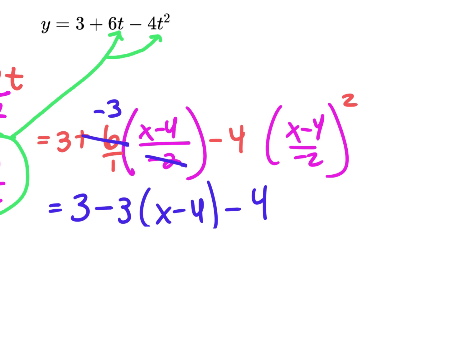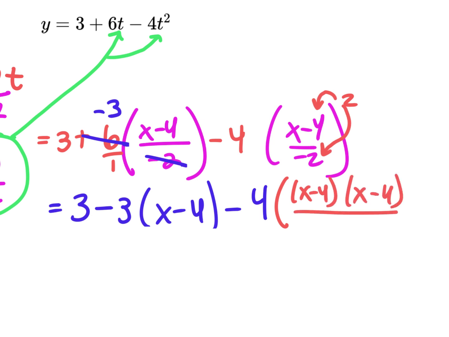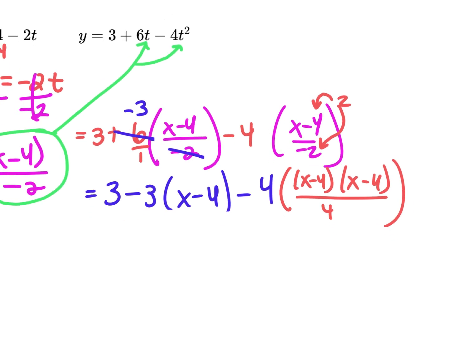Why can't I? Because of the squared. What do I have to do with this squared? I have to distribute it to the top and to the bottom. So this becomes x minus 4 times x minus 4 over, what's negative 2 times negative 2? 4. Now, can I do some simplifying? Yes. The 4's cancel, correct? Does that negative go anywhere? No, it's still there. Don't forget it.